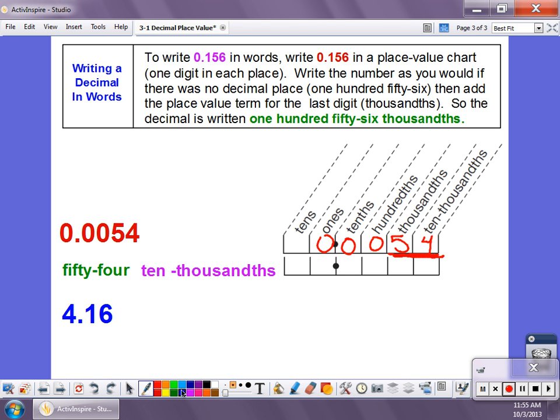Take the last one, 4 decimal point 16. Think about what we know. This 4 is a whole number. Okay? The decimal point shows that I have a whole number and a decimal. So I have 4, and then when I look at my decimal, I see 16, and the 6 is in that hundredths place. So I have 16, and it ends in the hundredths place, so I have 4 and 16 hundredths. And that's how we can use decimal place value to figure out how to write decimals.